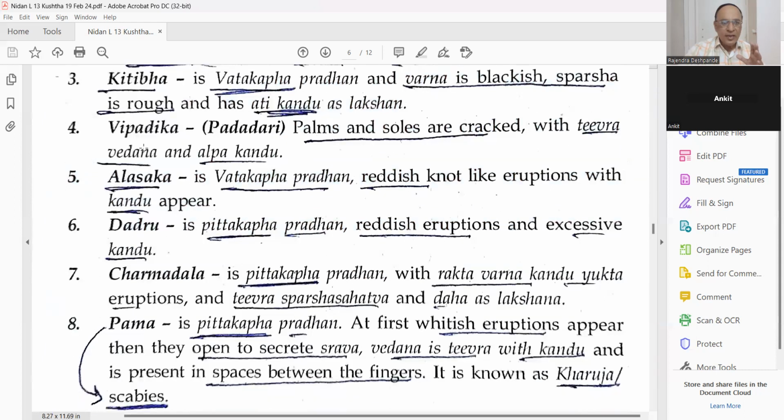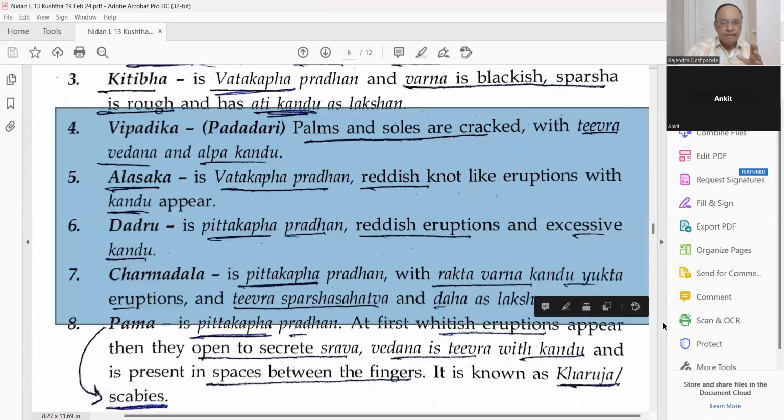Just give me a few seconds again, my dear friends. Can you see Vipadika? Here, cracks on the palm and sole. Tivra Vedana, if they break, then Vedana. Alpakandu is there. Then Charmadala is Vatakapha, VK. Reddish, not like eruptions, and there is a Kandu.